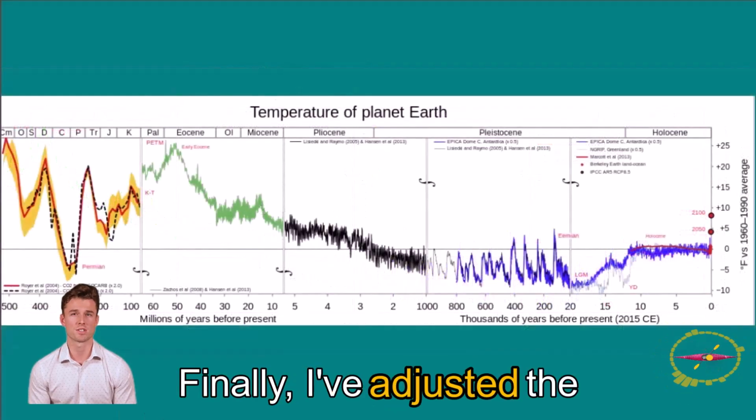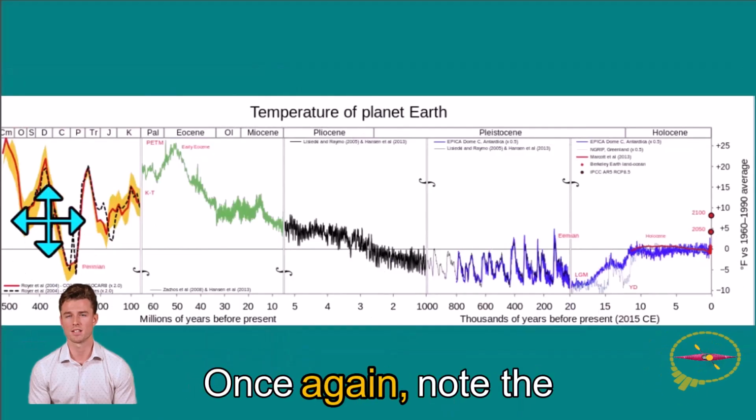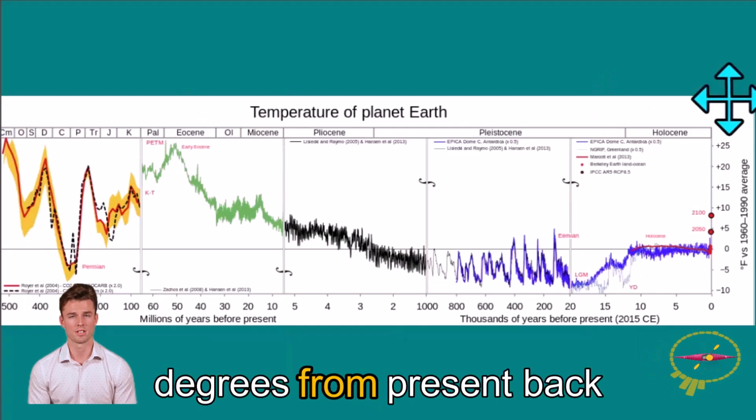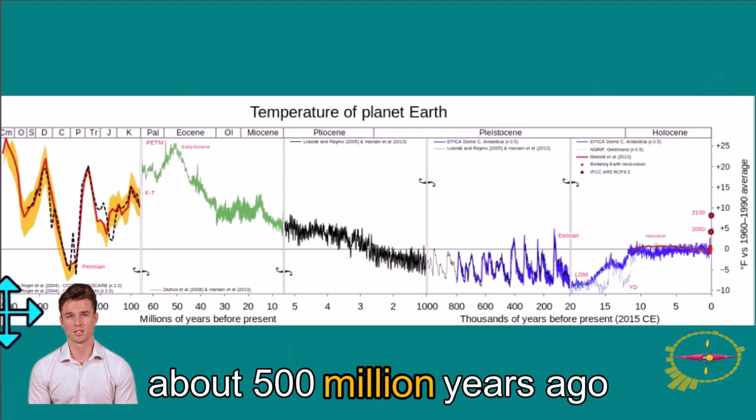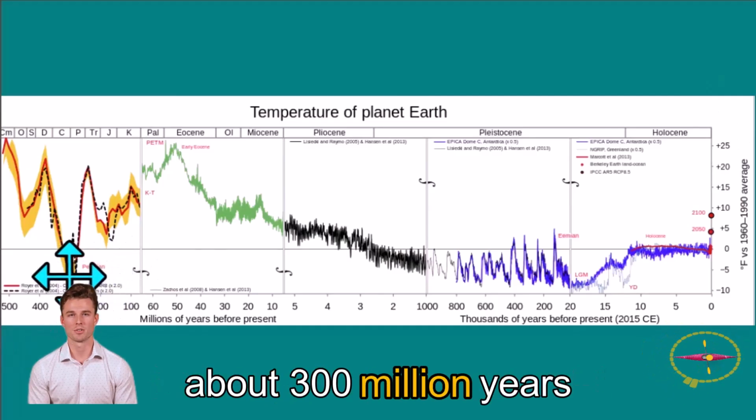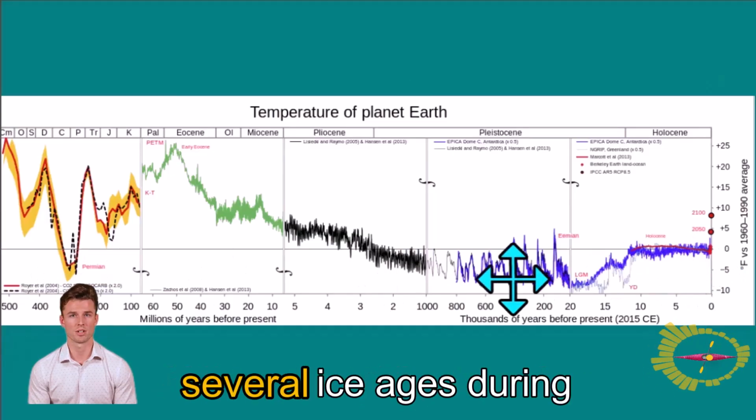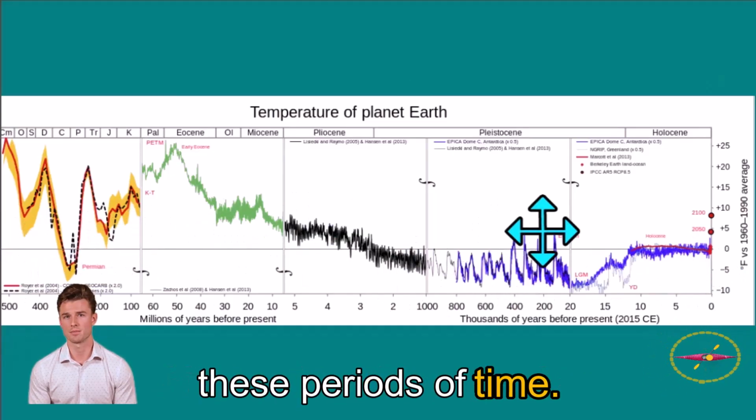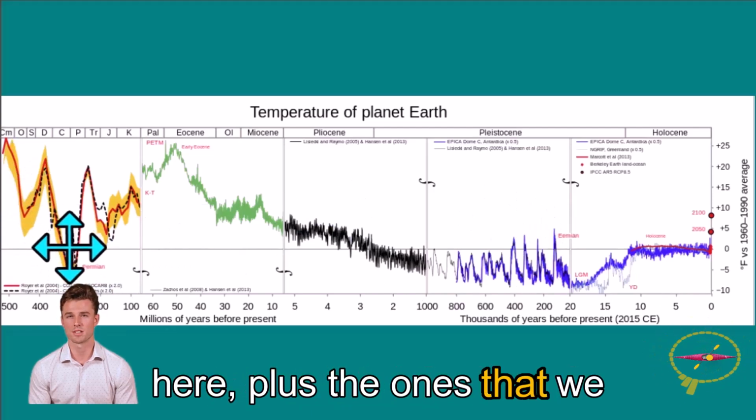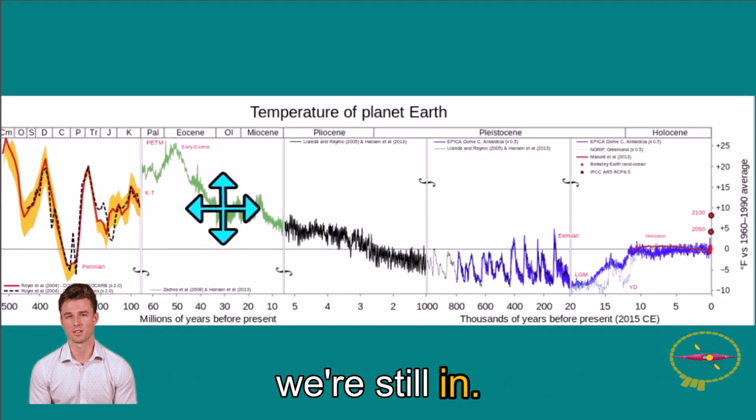Finally, I've adjusted the zoom again on the chart showing all 5 panels. Once again, note the extreme difference in the temperature of the Earth, from a high over 25 degrees from present back about 500 million years ago to an extreme low about 5 degrees below present about 300 million years ago. Although not displayed on this chart, there were several ice ages during these periods of time. There is an ice age approximately here and here, plus the one that started approximately 33 million years ago from here that we're still in.